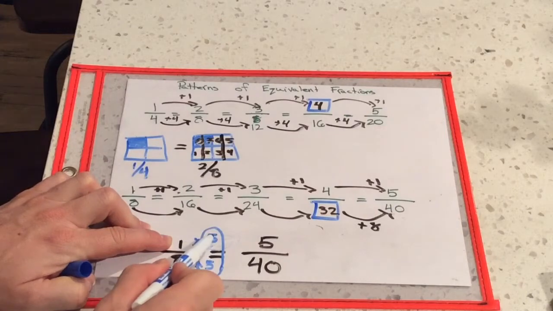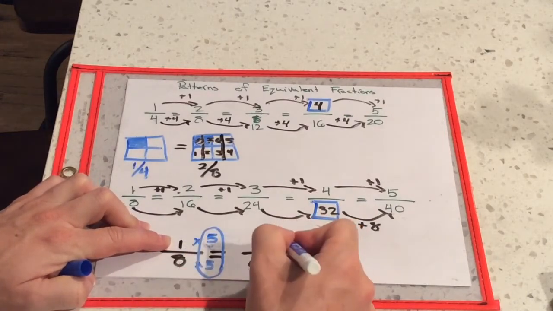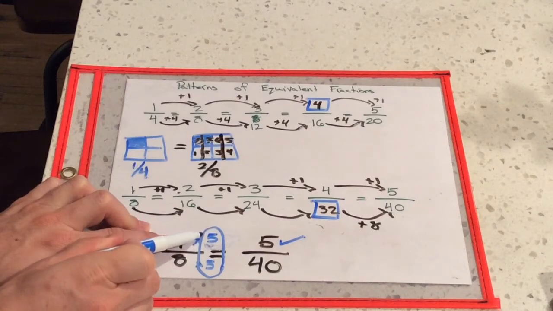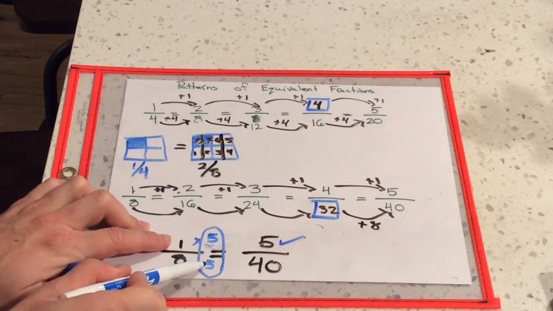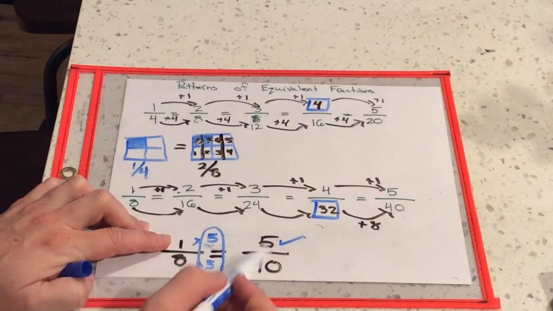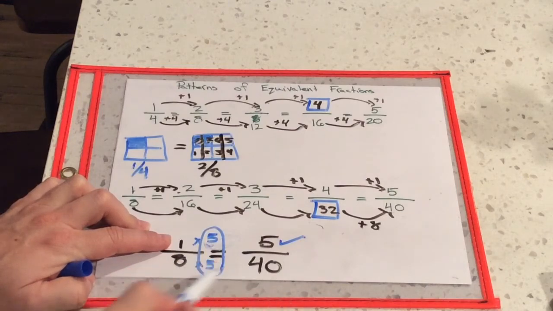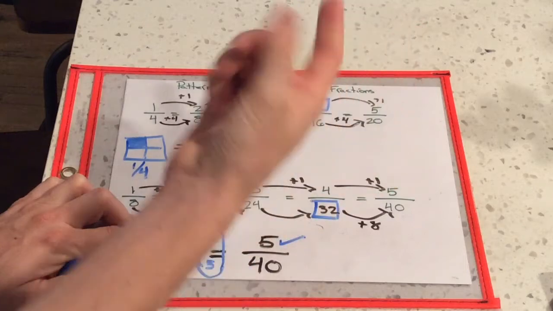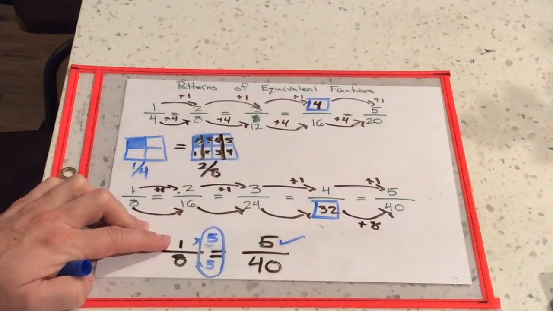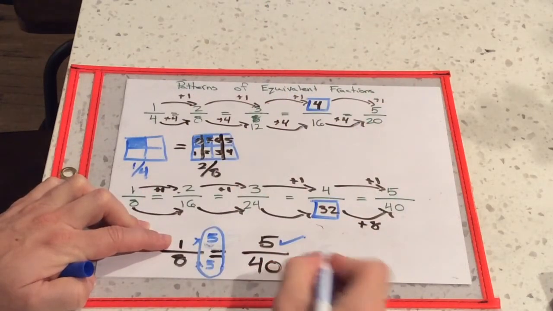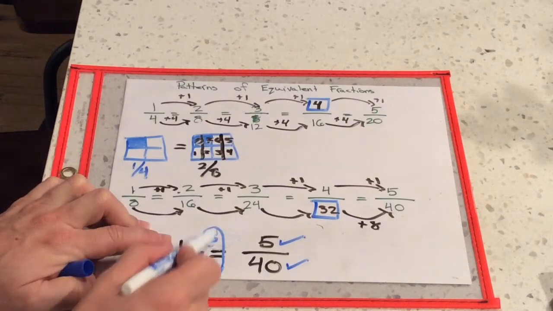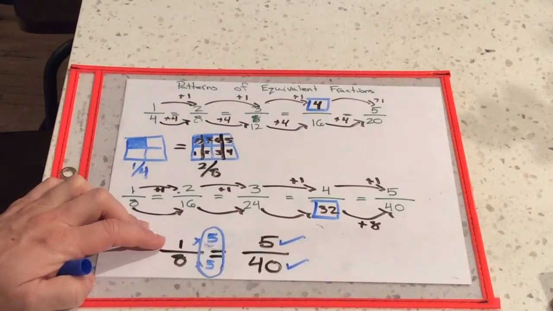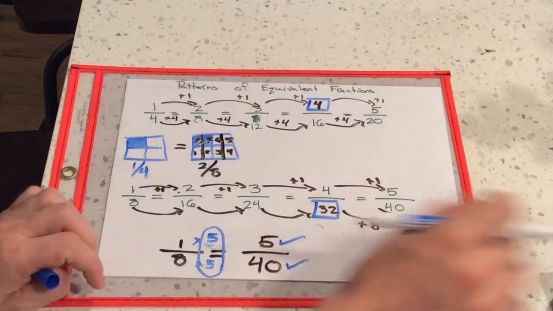Is 1 times 5 equal to 5? Yes. Because I multiplied by 5 on the numerator, I have to multiply by 5 on the denominator. And I want to see, is 8 times 5 40? 5, 10, 15, 20, 25, 30, 35, 40. Yes, it is. So I multiplied the same number on the top and the bottom, and it made a true equation. Let me show you another example.